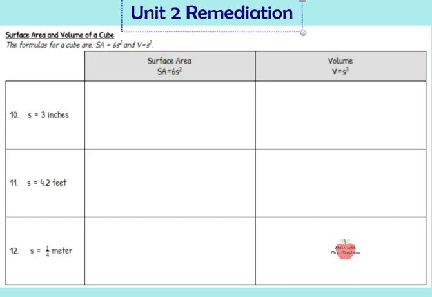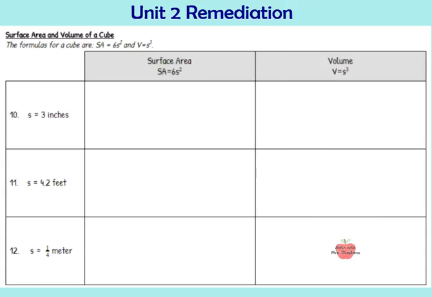Numbers 10 through 12 are on volume and surface area. Remember, the volume and surface area formulas will be given to you. In this example, surface area is right here, so 6s squared. And volume is s cubed.